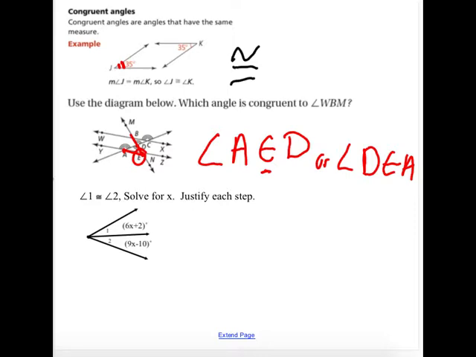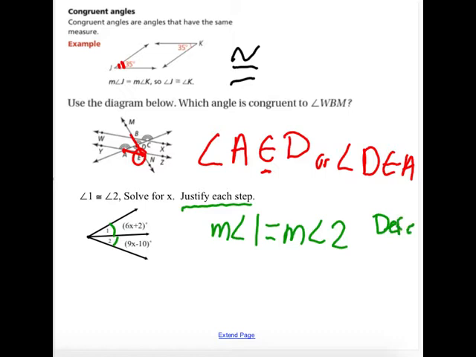The next one tells me angle 1 is congruent to angle 2, so I'm going to draw these little arcs. That way I know they're the same. And then it says solve for x, and then we need to justify. So we're going to start: measure of angle 1 equals the measure of angle 2. I know that because it tells me they're congruent. So we're going to say definition of congruent.